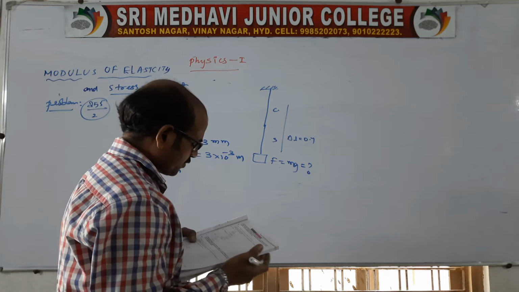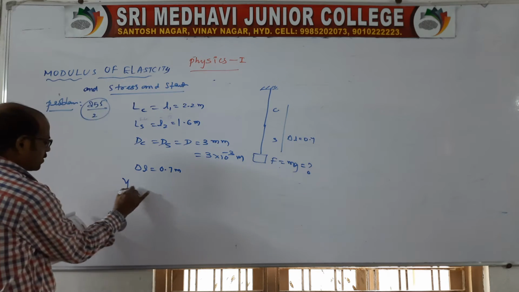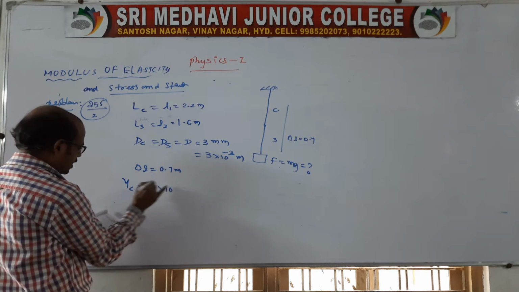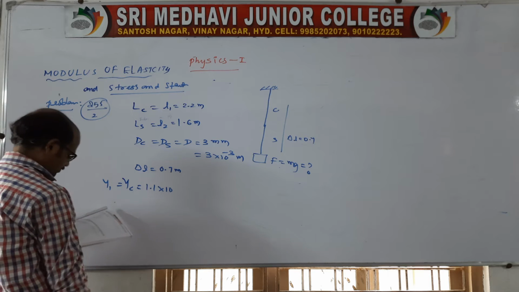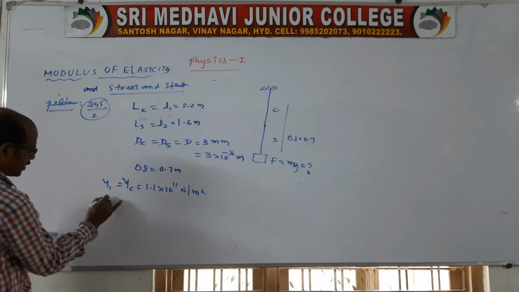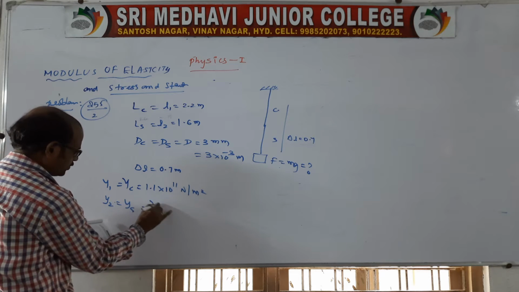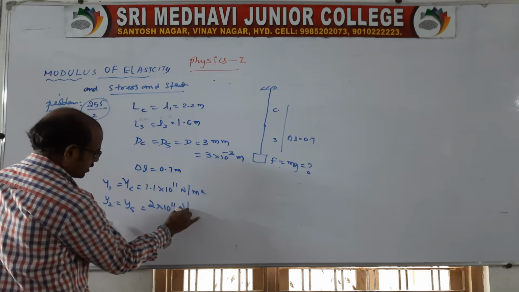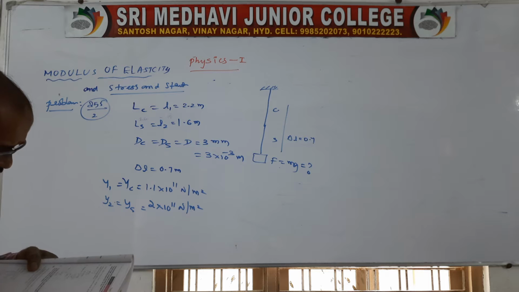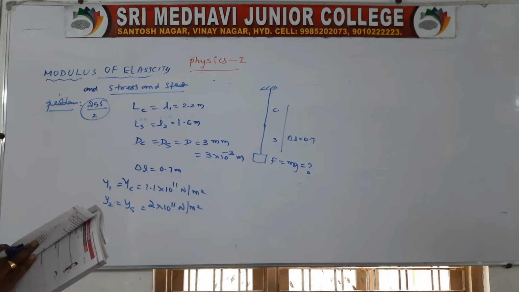In the question it is given, or if not given, we should remember Young's modulus of copper wire, Y_C, which is Y1, is equal to 1.1 into 10 power 11 Newton per meter square, and Y2, Y steel, is equal to 2 into 10 power 11 Newton per meter square. Both Young's moduli are given. Now it is asking for the load, no?